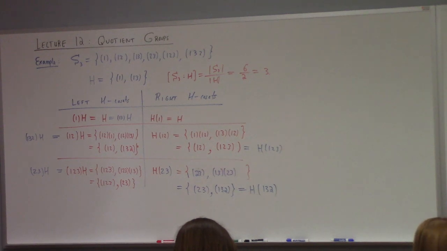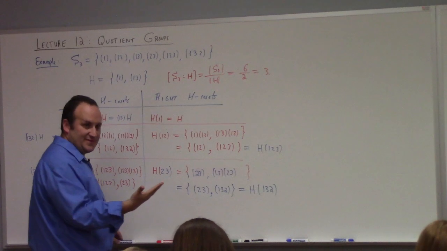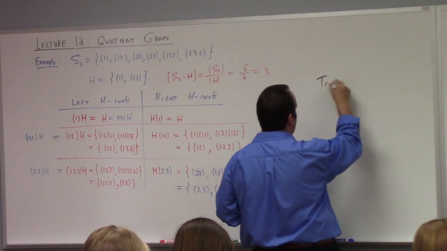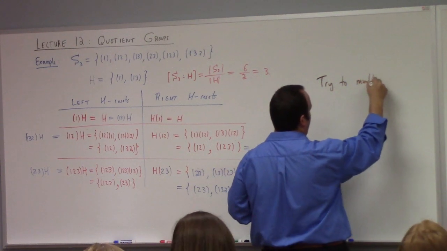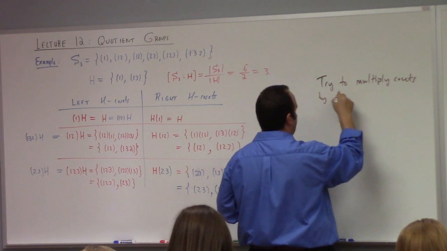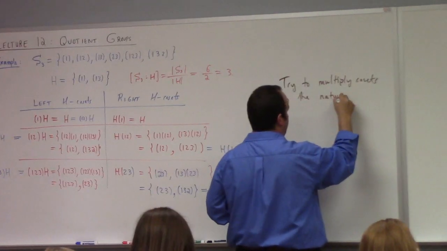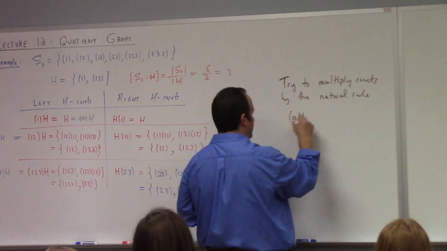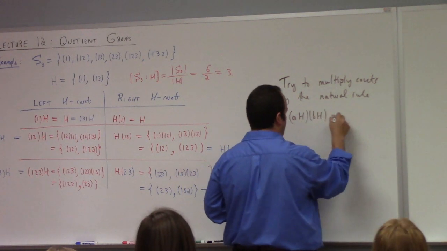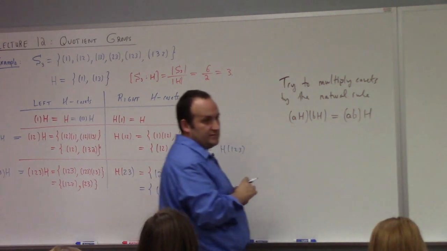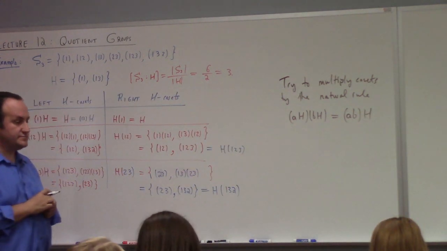Okay, well, you agree with me or not, it's true. So suppose we try to multiply cosets by the natural rule. What would the natural rule be? The natural rule would be aH times bH. Well, how about we just multiply the representatives? Is that going to work for us here?